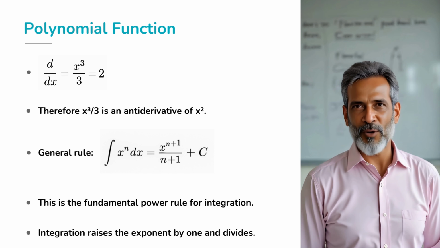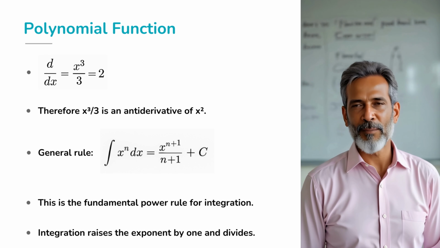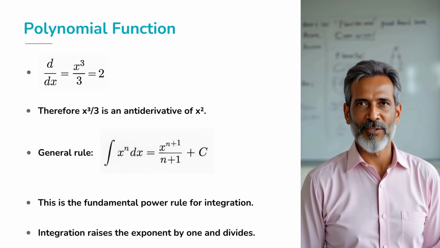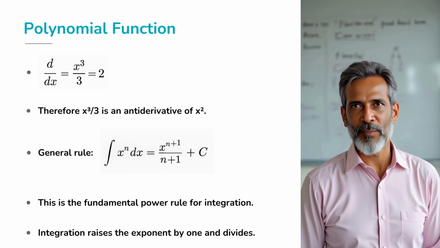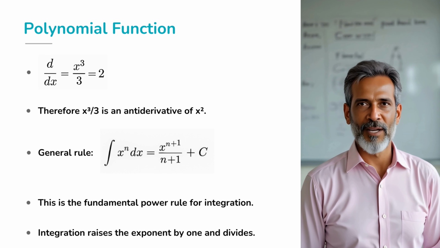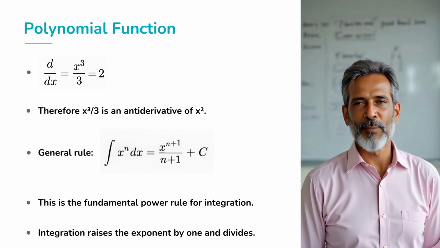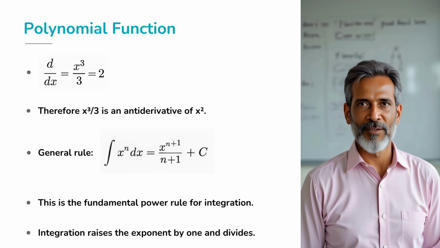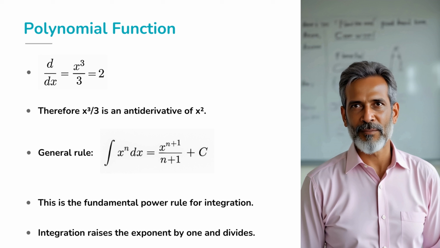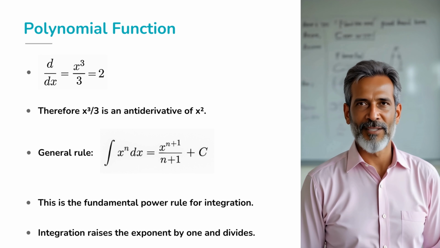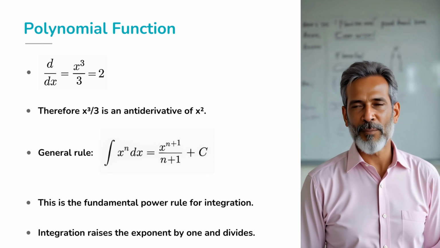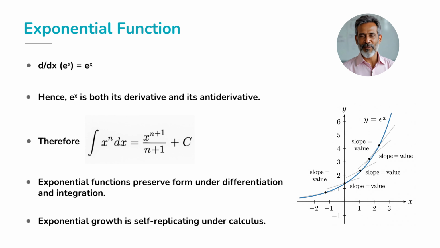Next, let's check a polynomial example. We know that d by dx of x cubed by 3 equals x squared. So, x cubed by 3 is an antiderivative of x squared. In general, we follow the power rule of integration. Integral of x to the power n dx equals x to the power n plus 1 divided by n plus 1, plus c. Remember, this rule is valid for n not equal to minus 1. So if you see an x squared, its integral is x cubed by 3 plus c. Simple and powerful.